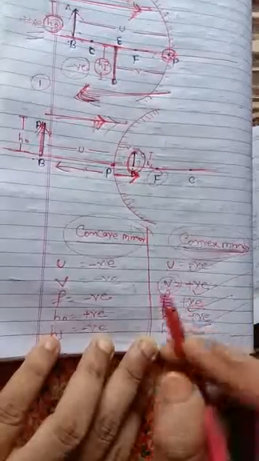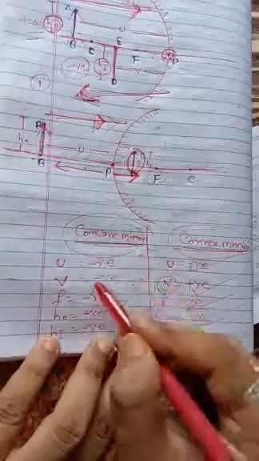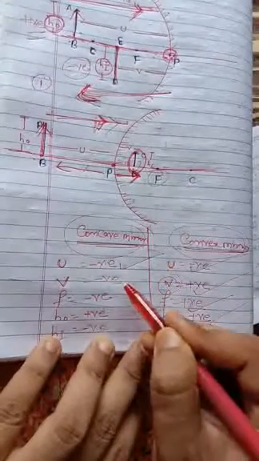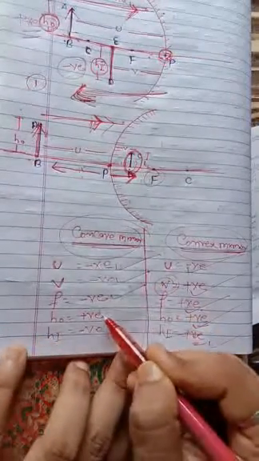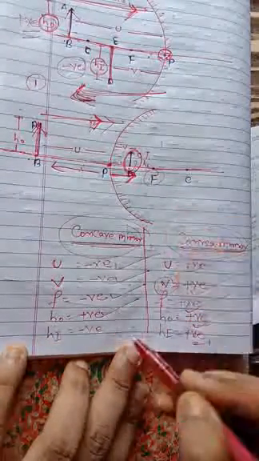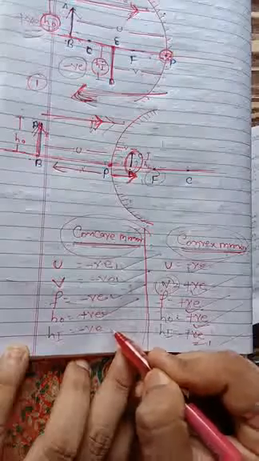u is negative. Clear? In the case of the concave mirror, u is negative, v is negative, f is negative, the height of the object is positive because it is above the principal axis, and the height of the image is negative. So this all was about the sign convention.